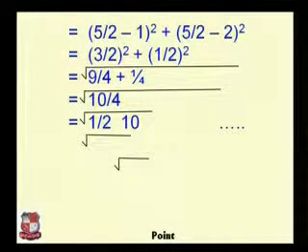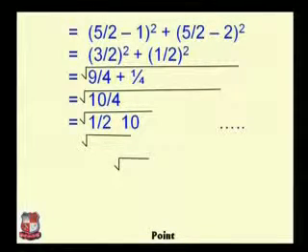So it is equivalent to square root of (5 minus 5/2 minus 1) whole square plus (5/2 minus 2) whole square. So 5/2 minus 1, we get (3/2) whole square, plus 5/2 minus 2, we get (1/2) whole square. So (3/2) whole square, that means we get 9/4. (1/2) whole square means 1/4.